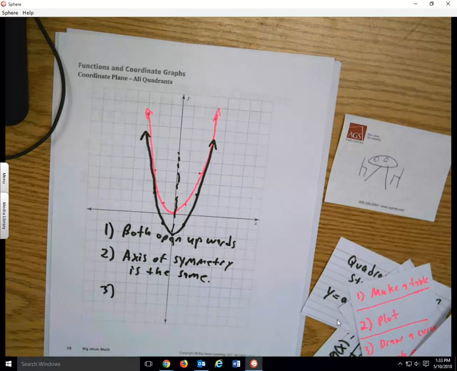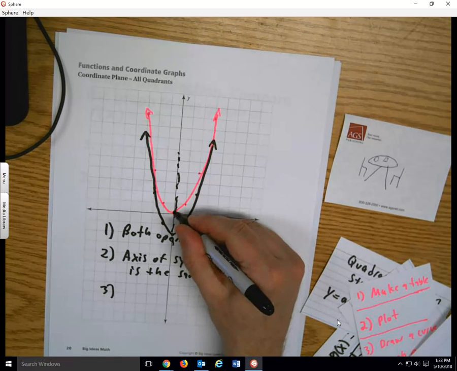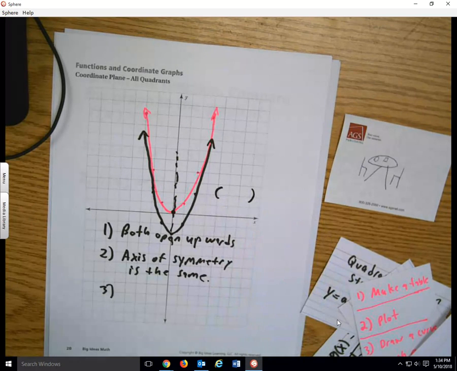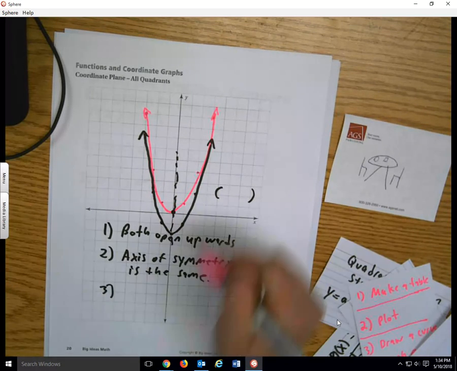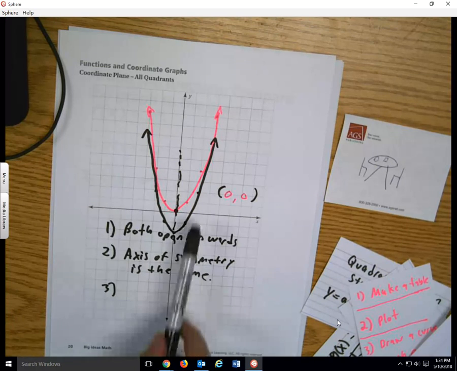So what else can we compare? We can compare the vertex. What do you think? Is the vertex going to be the same, or will it be different? Well, the vertex for the parent function is 0, 0. I probably should write it in pink just to stay consistent with the pink line. So it's 0 and 0. That's the parent function's vertex, but look at this vertex. It's a little different, right?